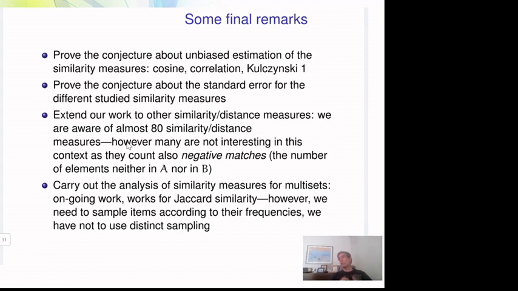Some final remarks. We want to prove those conjectures for many other similarity measures, for the similarity measures for which we haven't been able to prove it yet, like cosine and Kulczynski 1. Also the conjecture for standard error, and to carry out a similar analysis for multisets. We have already some preliminary results for the Jaccard index in multisets, and the thing is that you cannot sample elements with distinct sampling, but you have to give more weight to frequent elements.